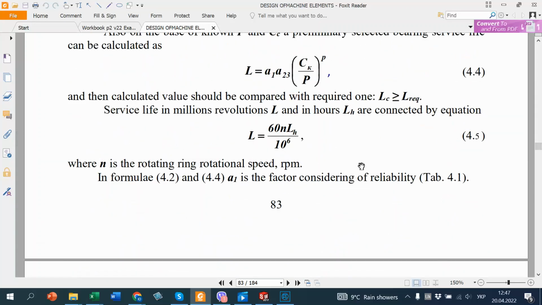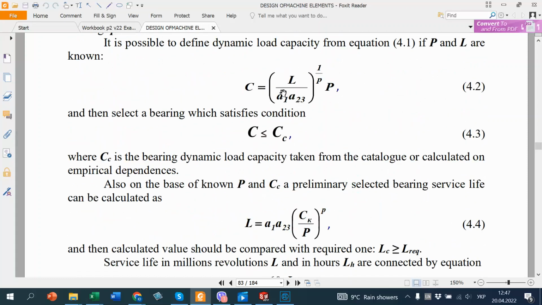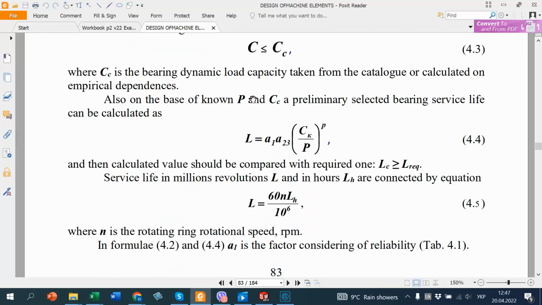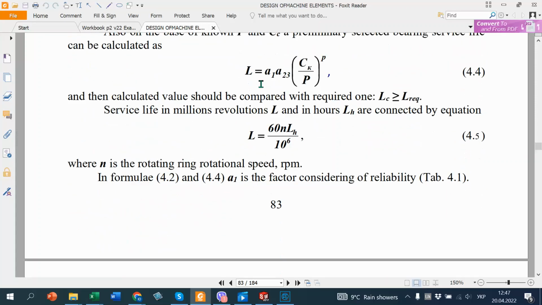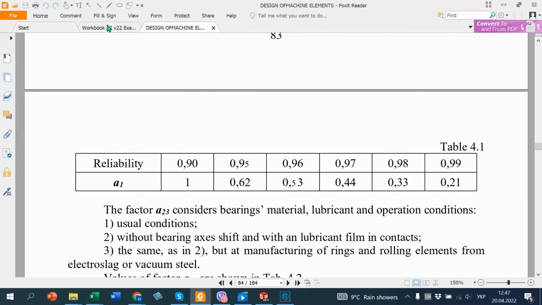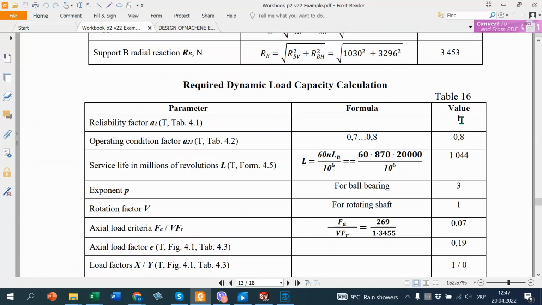You see, A1 is a denominator, and when it is less than 1 and decreases, in such case C increases. So the bigger the service life, the bigger the value C, the bigger bearing we need. So I took A1 as 1 for reliability 0.9.